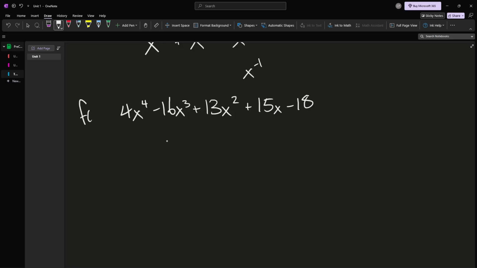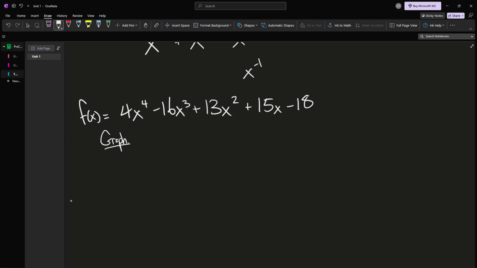So I have my function f of x equals this big polynomial, 4x to the 4th minus 16x cubed plus 13x squared plus 15x minus 18. When you're given a polynomial like this and you're asked to graph it as the end goal, there's a lot of steps that we need to do. I'll show you the steps that I made in a little notepad at the very end. But the first thing that we want to do is find some key points.